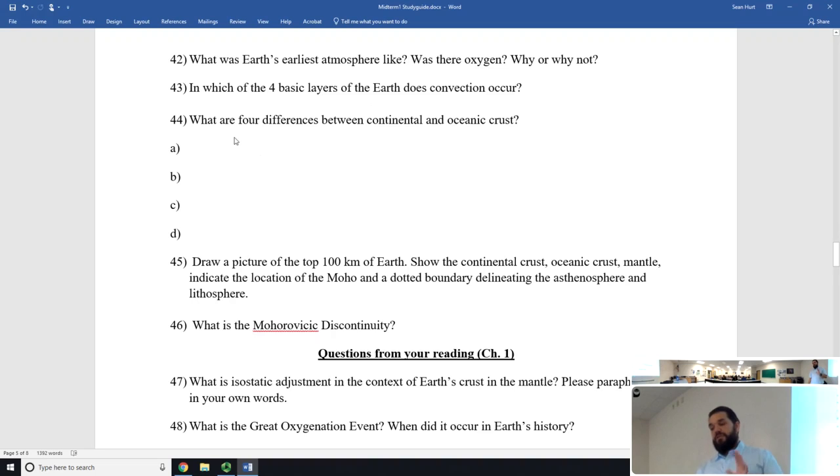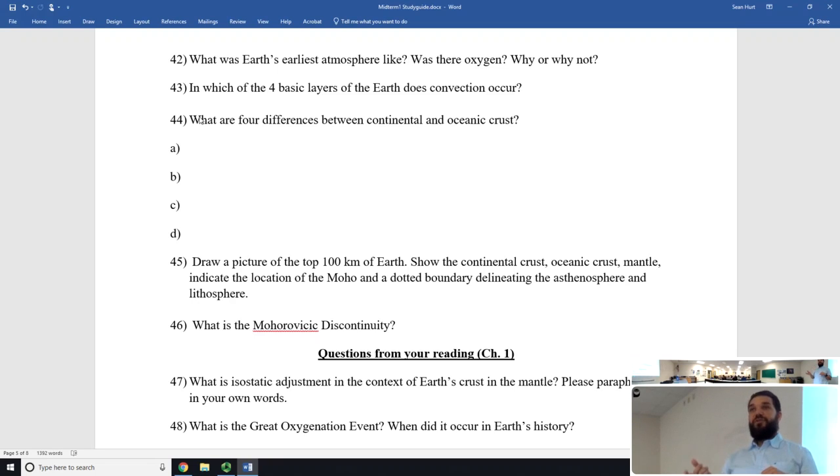All right, what are 4 differences between the continental and oceanic crusts? Okay, so there's actually a lot of things beyond 4 that you could mention here. First of all, there's a density difference. So what is denser? It's the ocean crust. Continental crust is too light to subduct and get sucked back into the mantle. That's a very important difference.